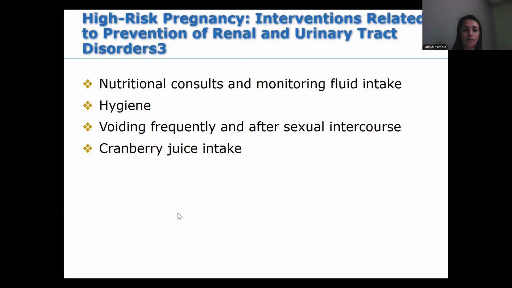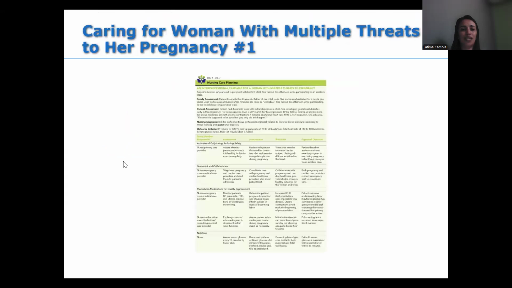Okay. So this one, of course, aside from nutrition, you have to monitor the fluid intake because this fluid intake sometimes aggravates the condition. Hygiene, of course, voiding after sexual intercourse because the bacteria could be coming from that. I'm sorry, this should be for the UTI. Again, it's lost. Sorry. At least we know that it's coming from UTI, or you could have the cranberry juice intake.